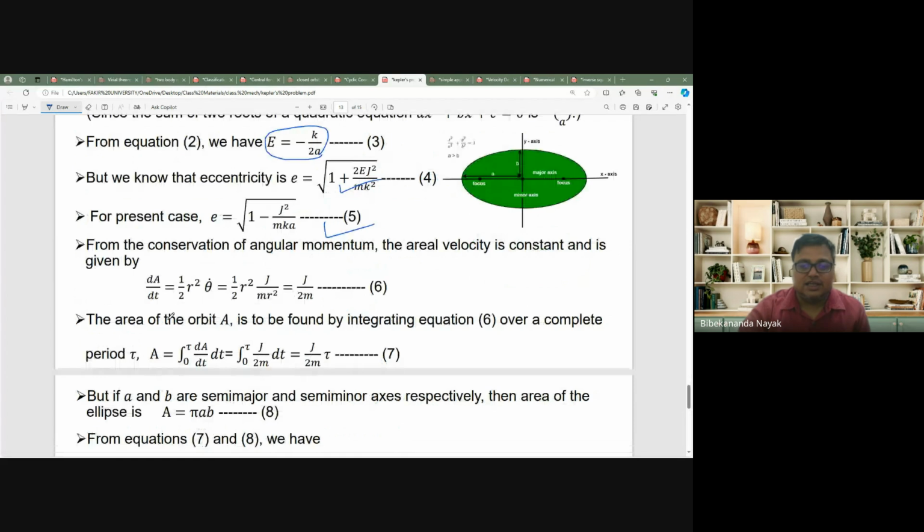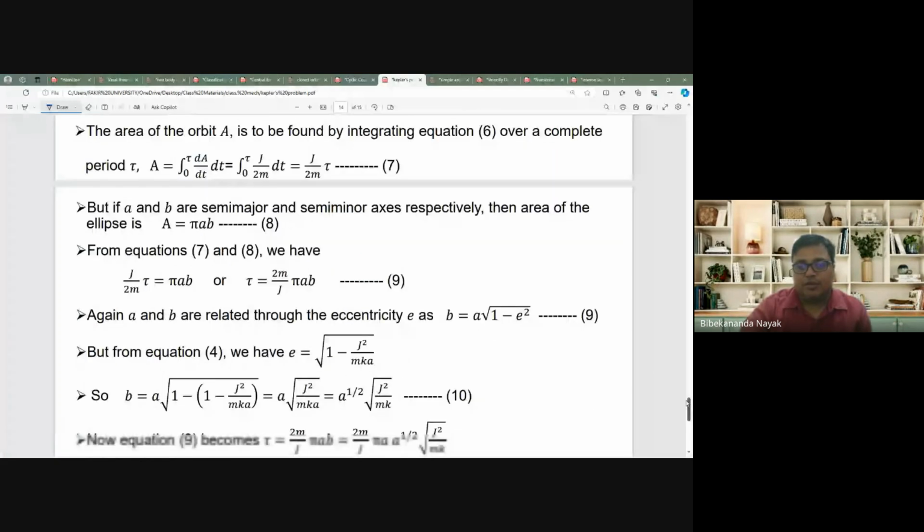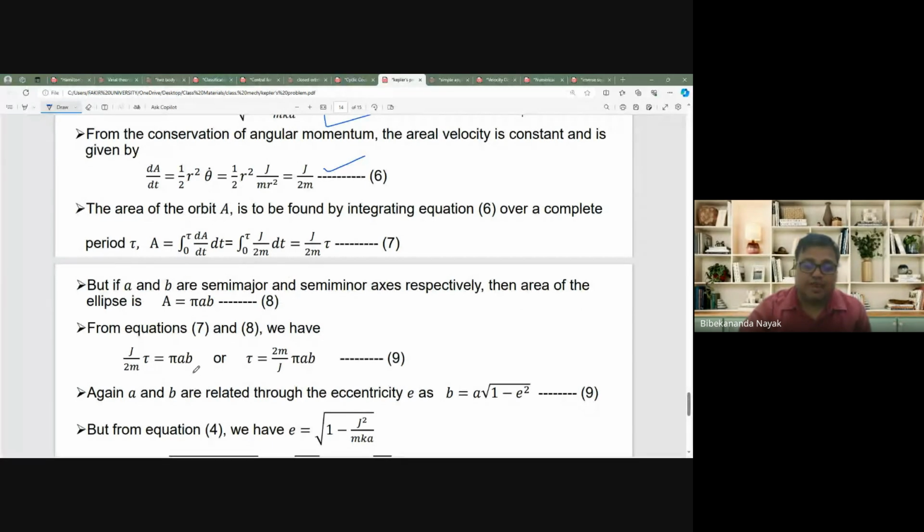Again we know that dA by dt is equal to half r square theta dot. Half r square theta dot is equal to J by m r square, so r square cancels, and dA by dt is J by 2m. So what is A? The area of the orbit is found by integrating over the total time period tau, so A is the integral from 0 to tau, which is J by 2m tau. But since it is an ellipse, its area will be pi a b. So J tau by 2m is equal to pi a b, so tau is equal to 2m by J pi a b.